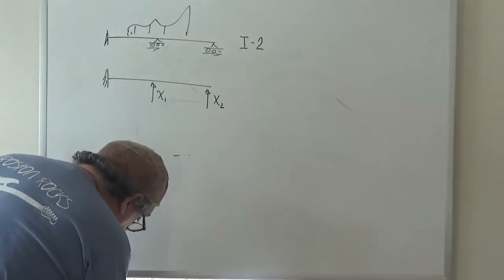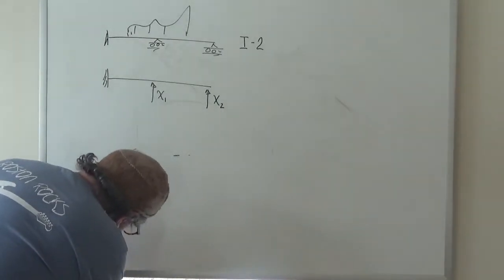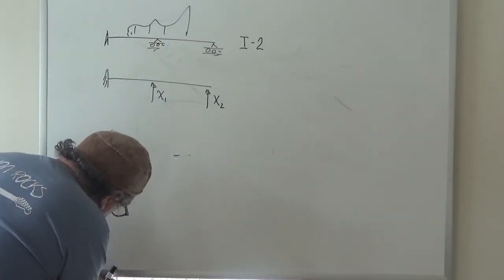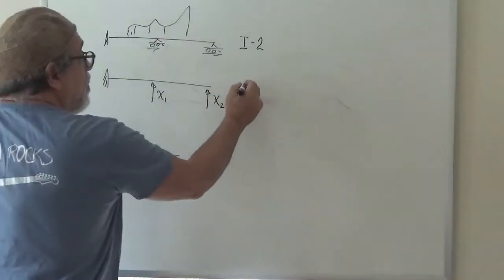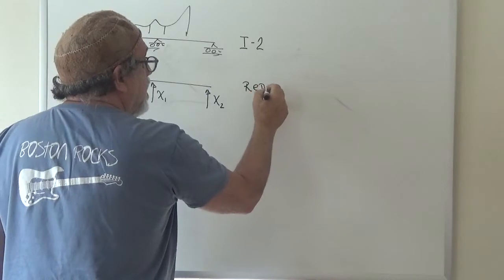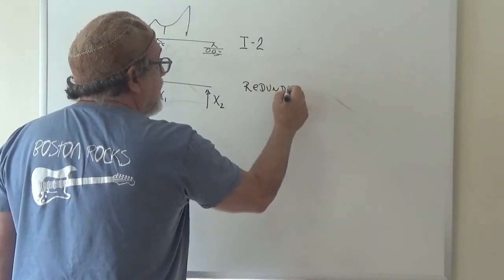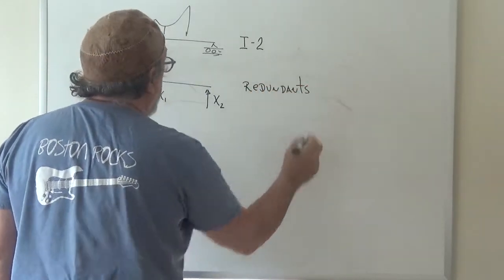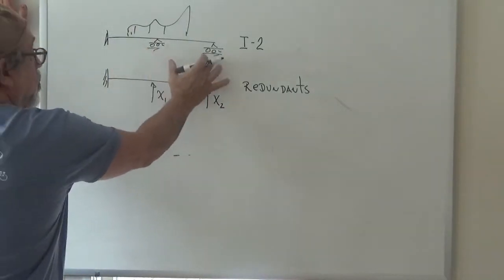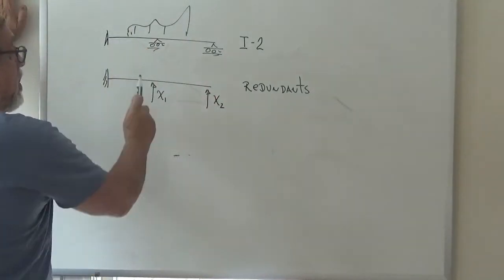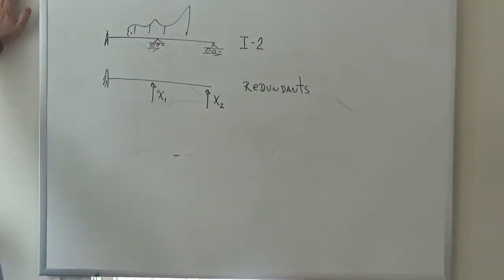So we are saying here that these are our redundants. Okay, here it is. So these are my redundants. So not only did I say here that they are at these 2 points, these 2 reactions, but I've also shown what I consider my redundants to be positive.